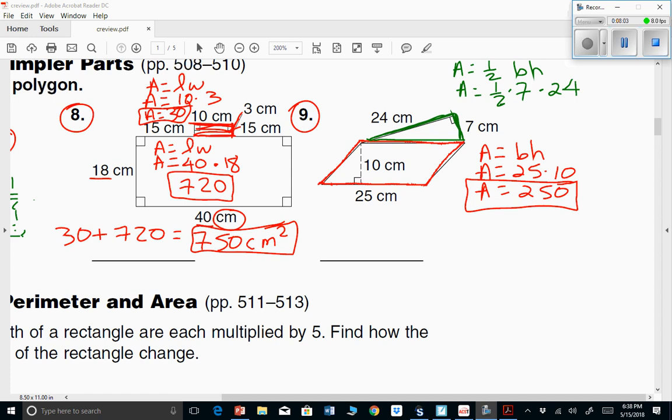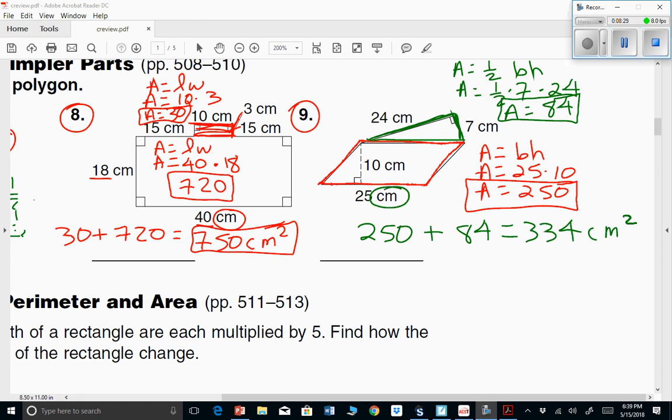So then you throw that in your calculator, and that equals 84. So our 2 pieces are 250 and 84. We're going to add those 2 up to get an answer of 334. We'll keep our centimeters, but because it's area, it will be square centimeters.